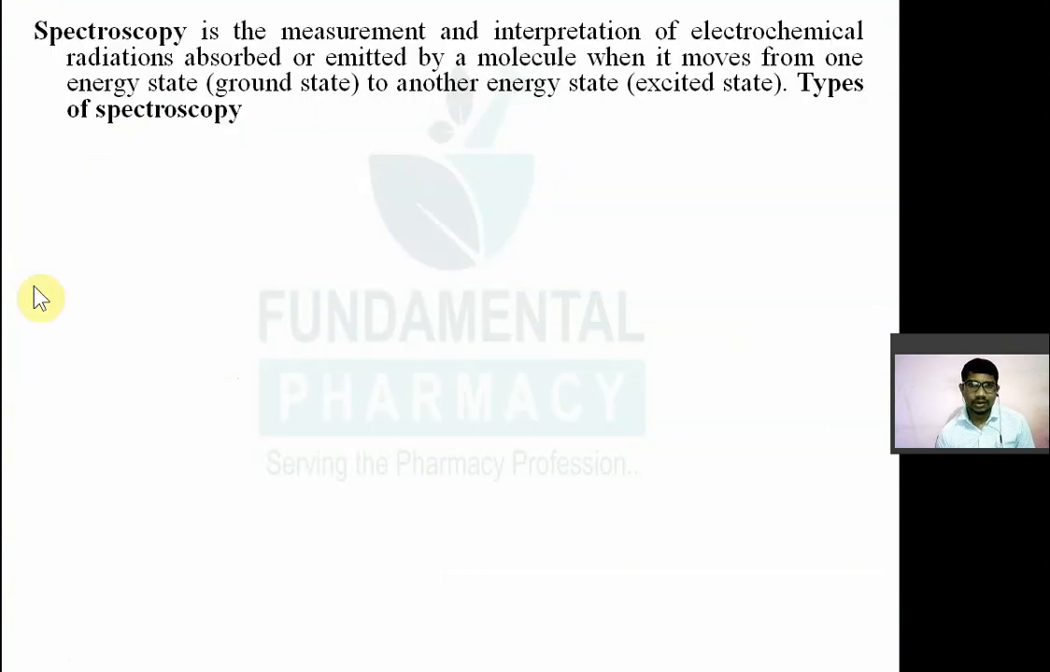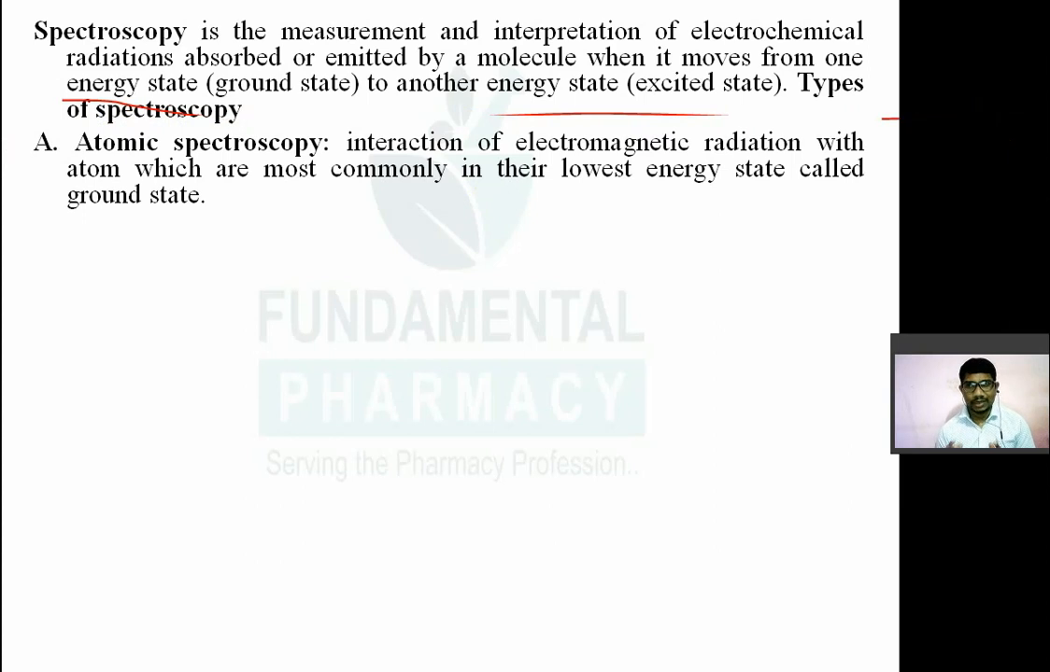Again now, spectroscopy is nothing but the measurement and interpretation of electromagnetic radiation absorbed or emitted by a molecule when it moves from one energy state to another energy state, when it moves from ground state to excited state. Types of spectroscopy कितना रहेगा? Types of spectroscopy, it depends. The types of spectroscopies are classified depending upon the different properties.